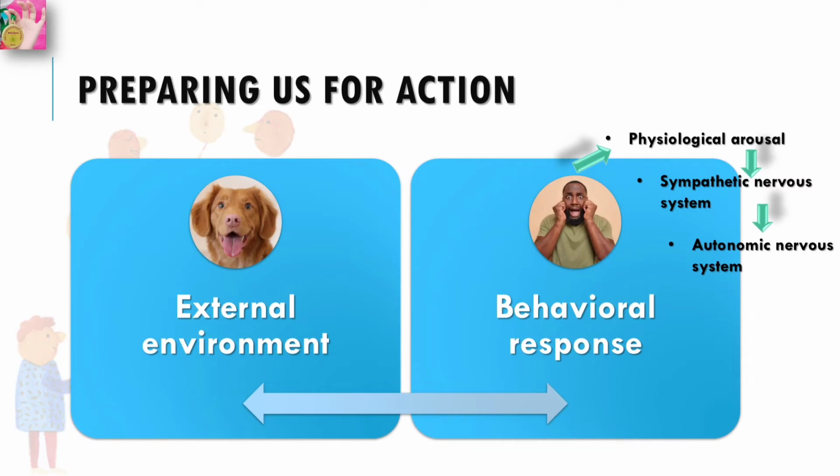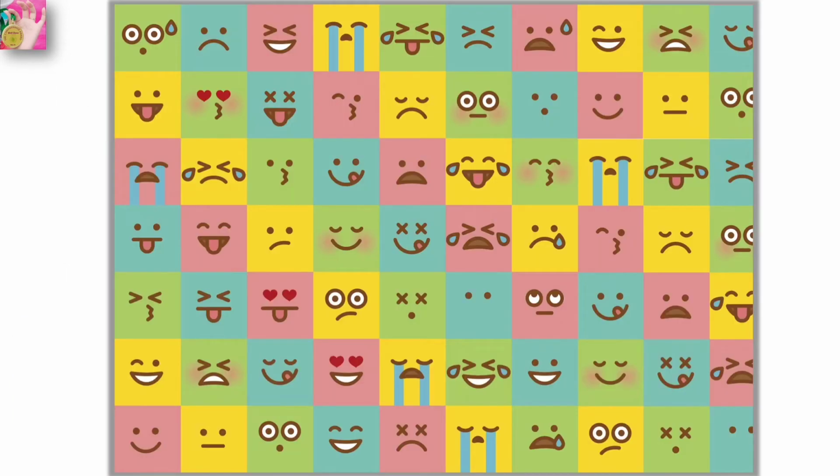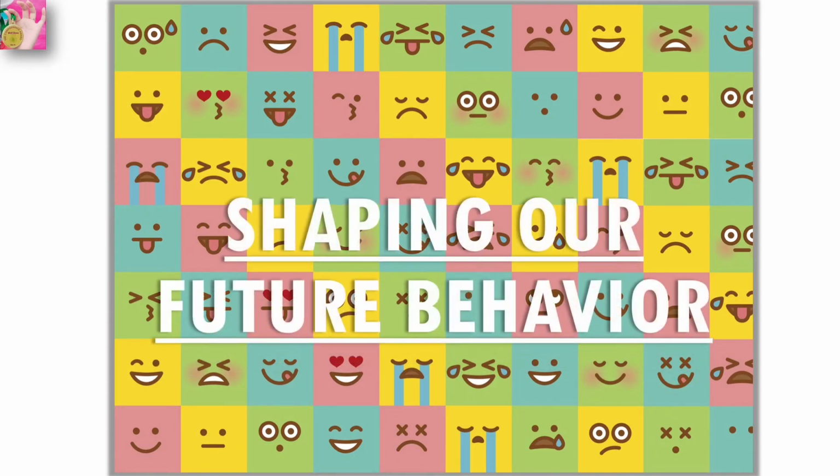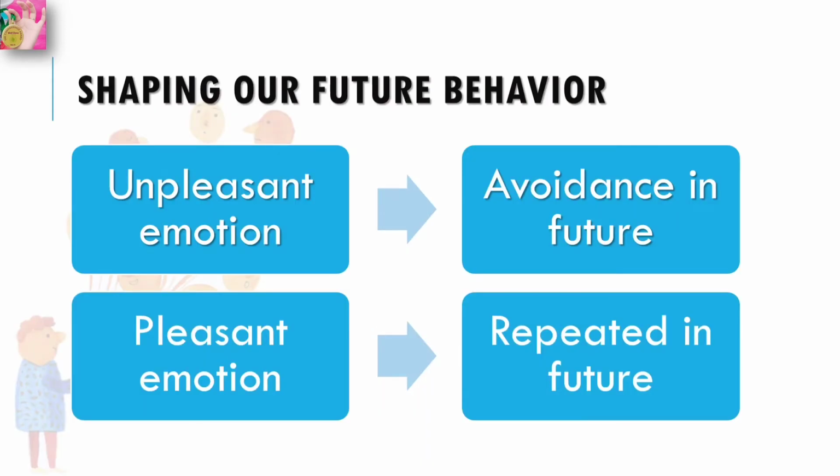One of the functions of emotion is that, if we did not have emotions, we would not be able to prepare our action towards a certain response. So one of the functions of emotion is preparing us for action. Now the next function of emotion is shaping our future behavior.